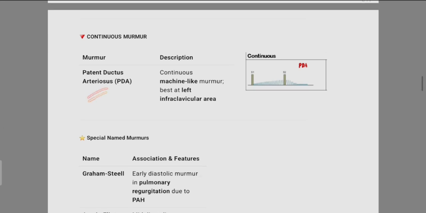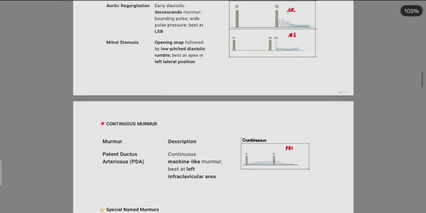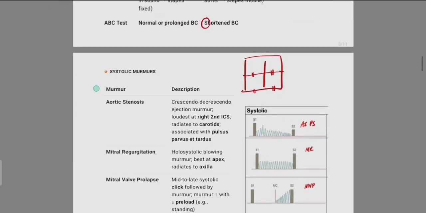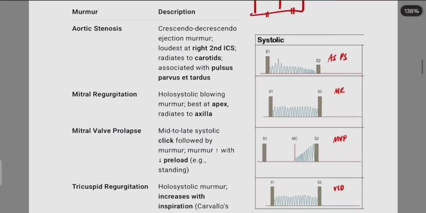Also, if you have to know the logic, why it is continuous, because obviously this is a connection between both the aorta and the pulmonary artery, and we know no matter which phase it is, always the aortic pressure will be more than the pulmonary pressure. So that is why you have a continuous murmur, right? Okay, so that will be more in both systole and diastole. All right, so moving on, the first one, this was your concept.